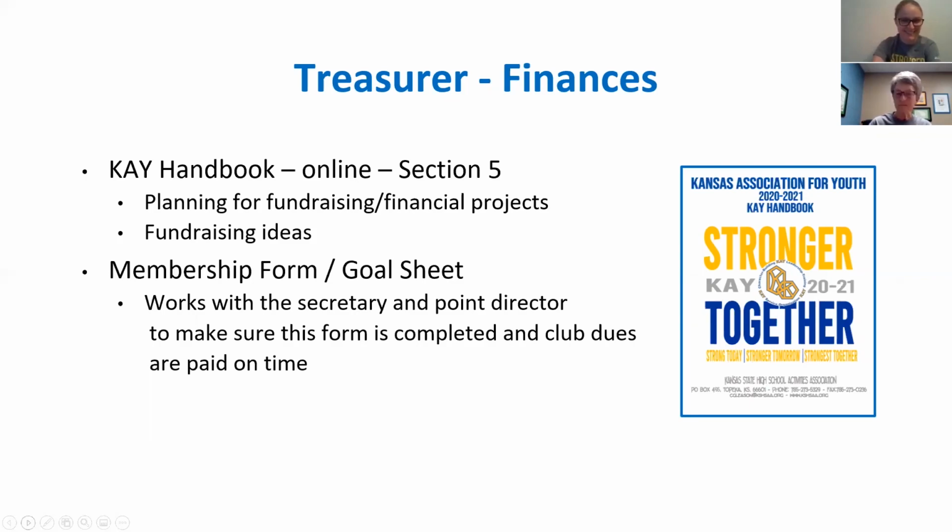The other thing that you have to think about is that membership form and goal sheet, because you're going to work with the secretary and the point director to make sure that that form is completed and that club dues are paid on time.